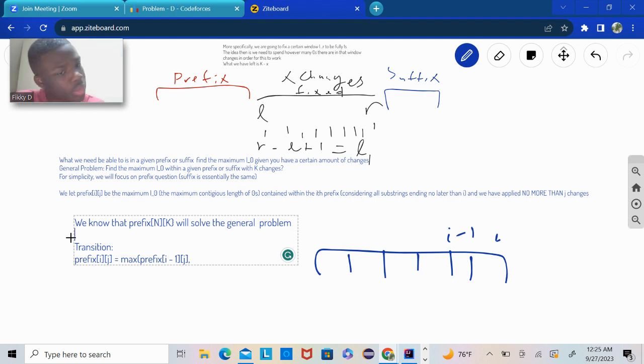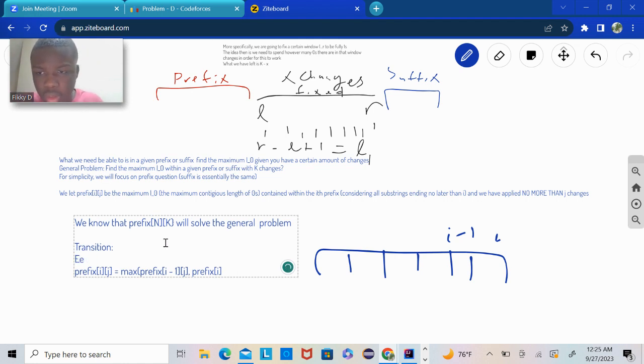Okay, so if it does matter, then we have to consider i. Either i matters or it doesn't. If it doesn't matter, then obviously we could just remove it and then we have solved the problem. If it does matter, then we know that we have to consider that prefix and... wait, am I trolling?